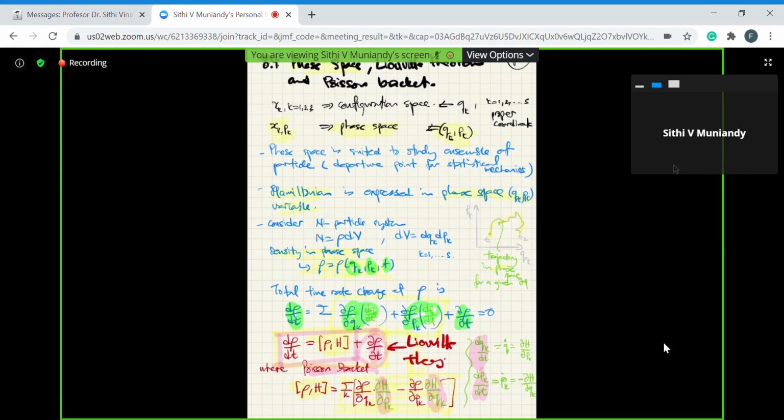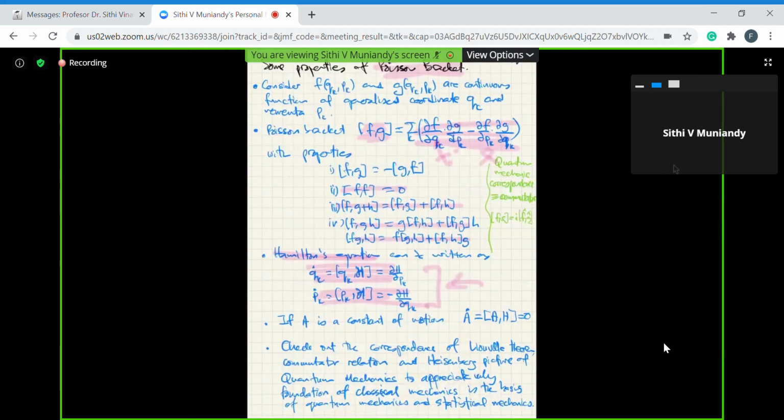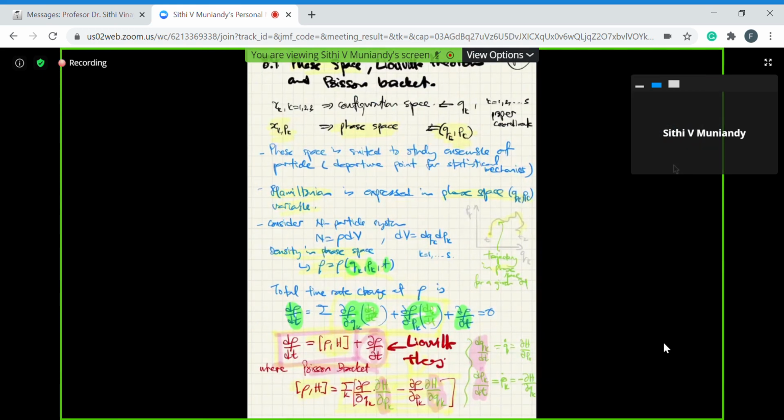If the density is not changing explicitly with time, then the Liouville theorem will be reduced to the Hamiltonian equation. Otherwise, this generic theory, which is quite generic, is used for dissipative systems as well.